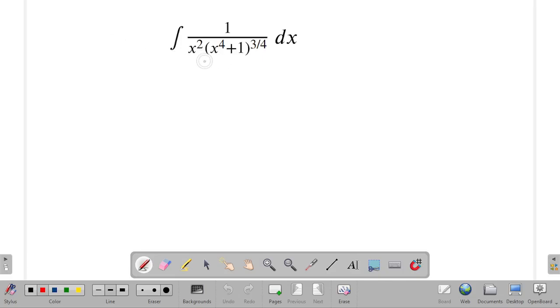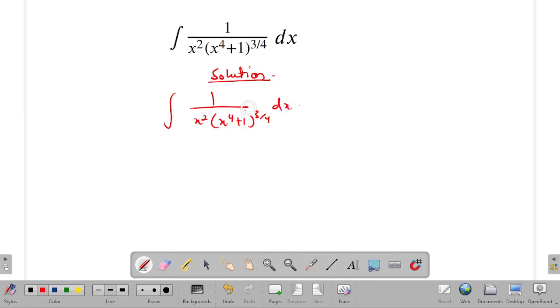In this lesson, I have an interesting integral for us to simplify. You think you've mastered calculus? Wait, let's solve this and see if you could have gotten it. The solution: you have the indefinite integral of 1 over the expression x squared multiplying (x to the power 4 plus 1) all to the power 3 over 4, dx.